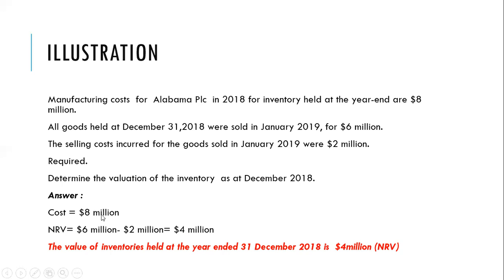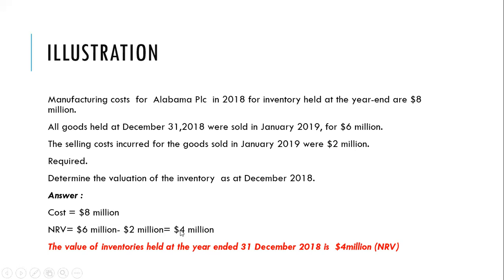So the cost is $8 million. Then we have to calculate the net realizable value, okay? So the selling price, all right, was $6 million. They sold the inventories for $6 million. But remember that there was also selling costs of $2 million. So this time around, there is no cost to completion, so we can ignore that. So the net realizable value is going to be $6 million minus $2 million. So that will give us $4 million.